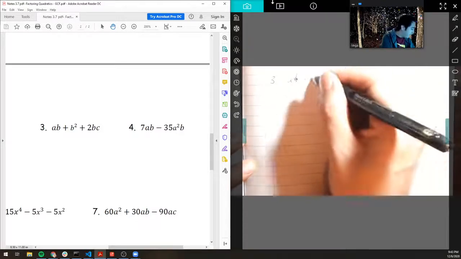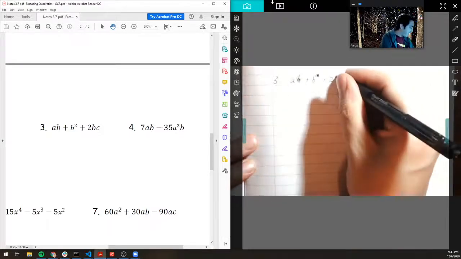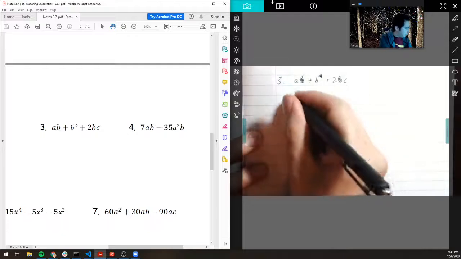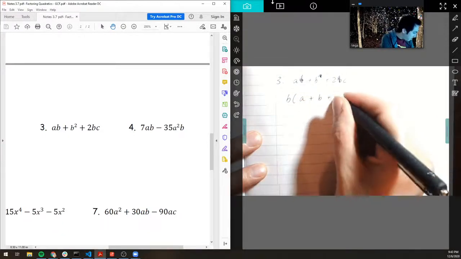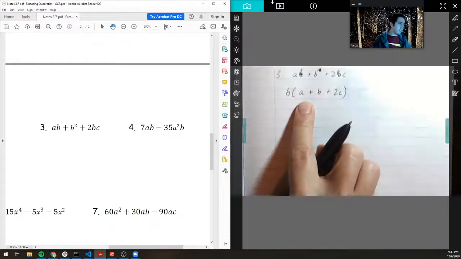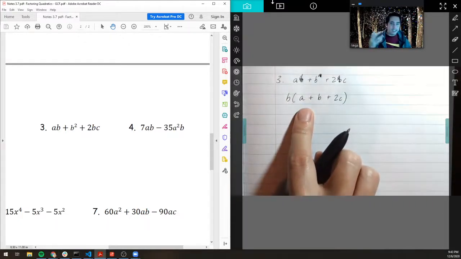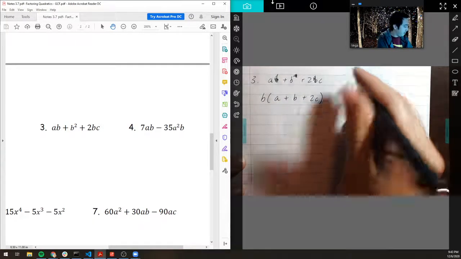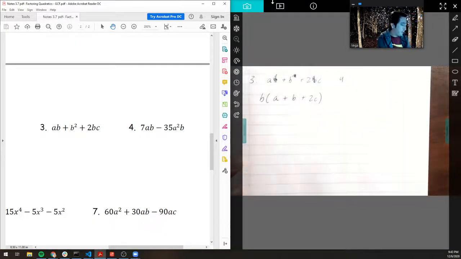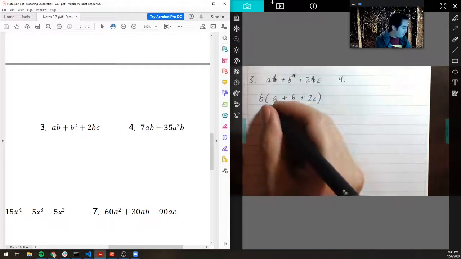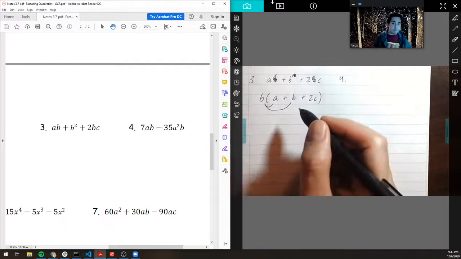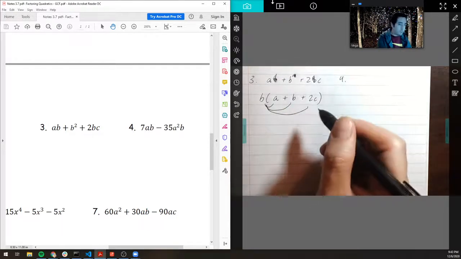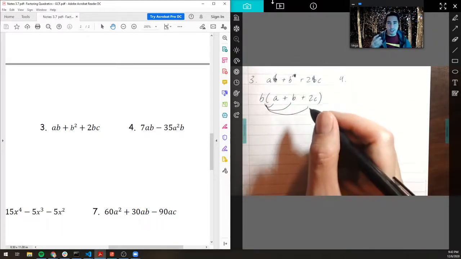Take out a B here. Take out a B there. That becomes just B. Take out a B there. That just becomes 2C. So it becomes B times (A plus B plus 2C), right? The more you practice at it, the quicker you start to see things. And again, you can always double check your work. If I multiply B times A, I'd get AB. If I multiply B times B, I get B squared. And B times 2C is 2BC. So you can always check your work.